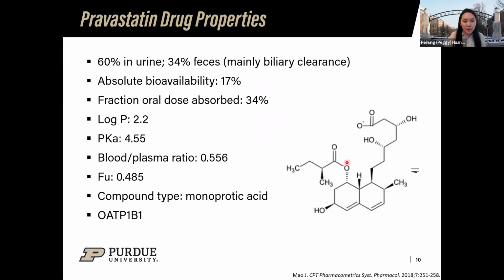Here shows some of the physicochemical properties of pravastatin and the structure. So pravastatin is a lipophilic drug with low bioavailability, and 34% is absorbed in the intestine. So these parameters will be used in Simcyp to help with our adult model verification.